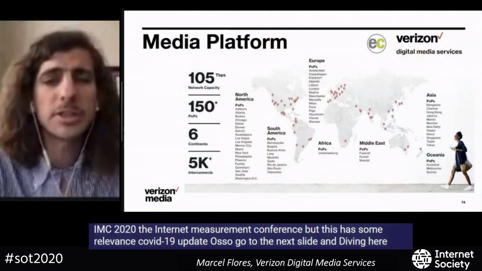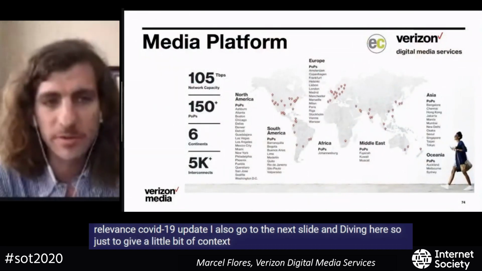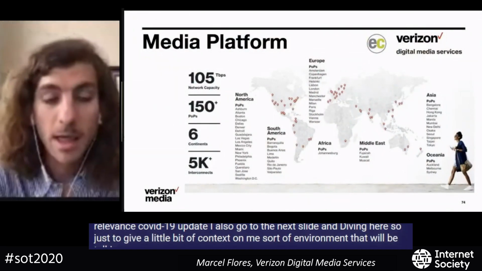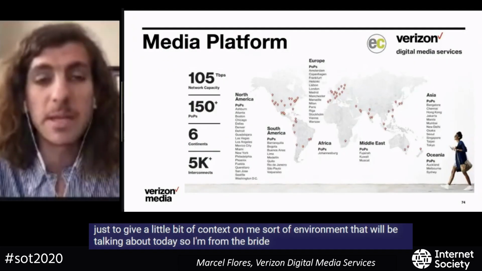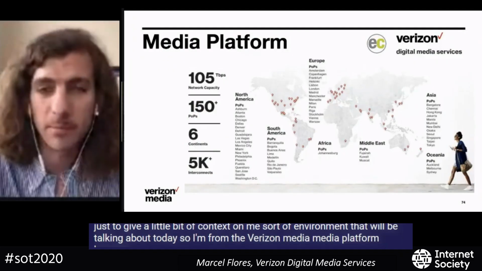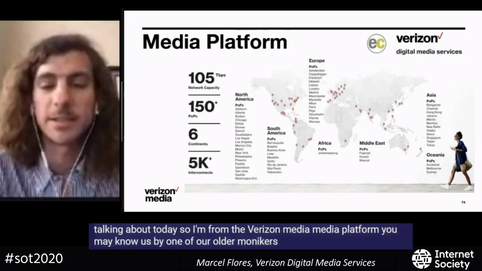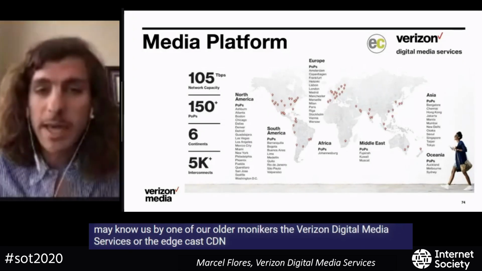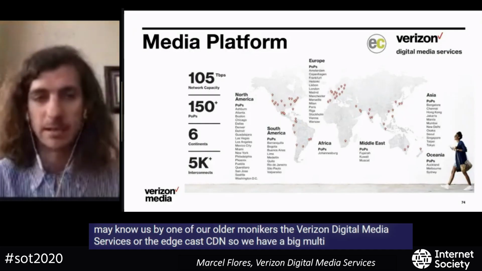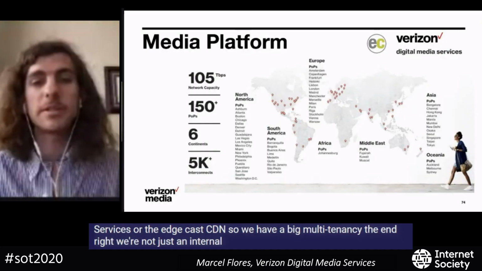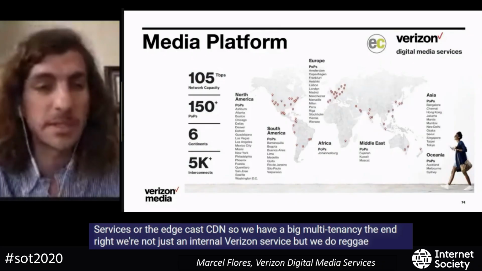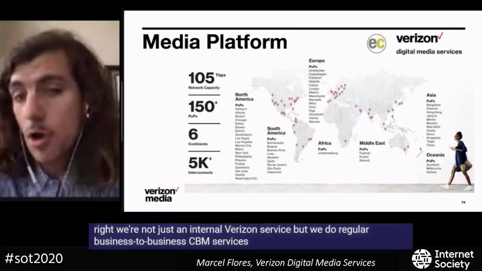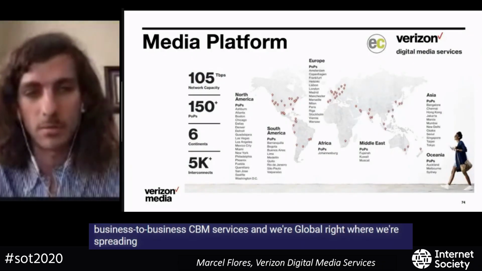Just to give a little bit of context on the environment that we'll be talking about today. I'm from the Verizon Media Platform. You may know us by one of our older monikers, the Verizon Digital Media Services, or the EdgeCast CDN. We have a big multi-tenant CDN, right? We're not just an internal Verizon service, but we do regular business-to-business CDN services, and we're global, spread all over the world.